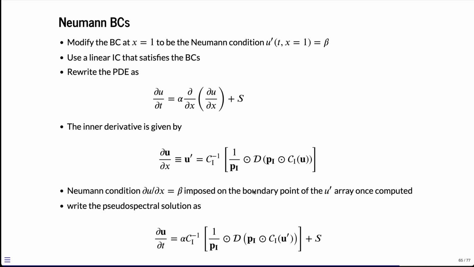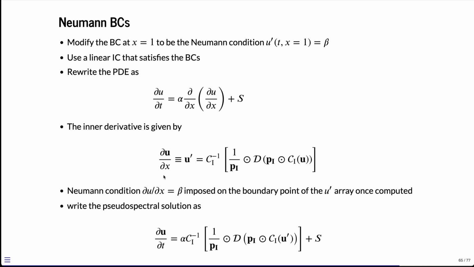And we'll rewrite the PDE as shown here. So we're going to split this second derivative into a derivative of a derivative. We do that so that we're explicitly dealing with the derivative, so that we can impose the Neumann boundary condition. The inner derivative is given just like we had: the cosine transform, scale it, take the derivative, unscale it, take the inverse, and that gives us the array of first derivatives.